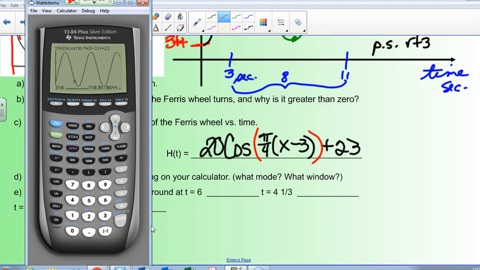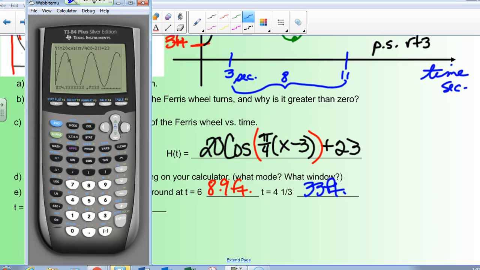Okay, trace 6, I got 8.9. Should we just round? Is it feet? I forgot already. Okay. 4 1/3, I could put in 4.333. I'll be fancy and put 4 plus 1 divided by 3, because it'll let me do that. And I get exactly 33 feet.